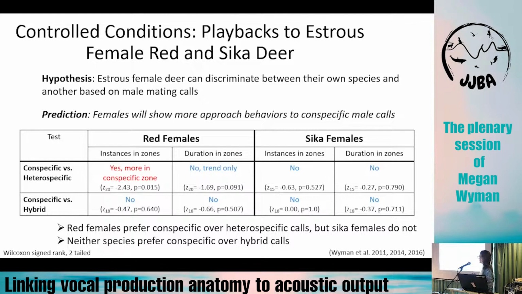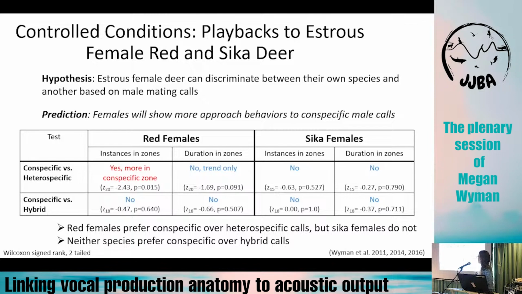For the red deer females, here we're measuring instances and zones in front of the speaker types, and then how much time she spent in them. Out of all of these, there was only one category where she was spending more time in one of the zones, and that was the conspecific zone. She went into it more times than the heterospecific zone. But she didn't show any difference in behavior in response to duration, or to the conspecific versus hybrid. So she was totally willing to go into each zone and sometimes go directly up to the speaker behind the little screen and see what was happening. So there was not a lot of species discrimination going on in red females for most of these categories.